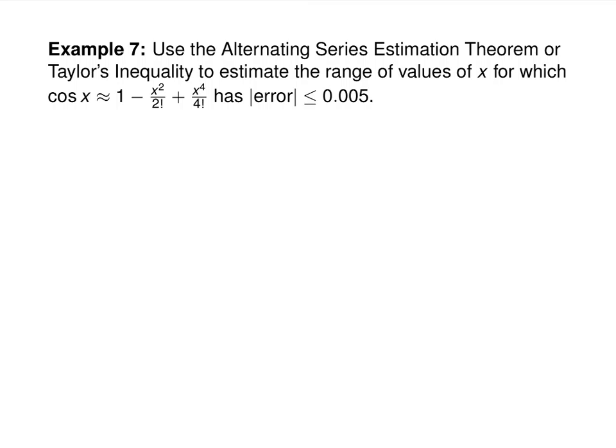Okay, so use this alternating series estimation theorem or Taylor's inequality, but my goodness, if you ever have something alternating, use the AST remainder theorem, it is so much better. We want to estimate the range of values of x for which this has error less than 0.005.